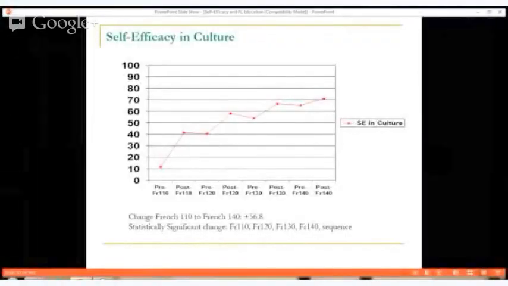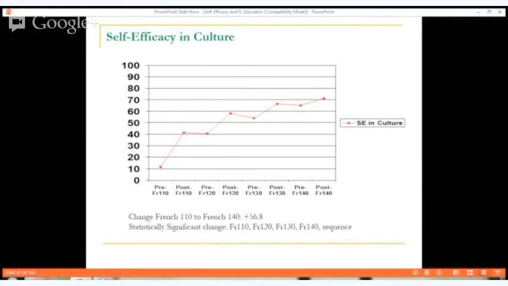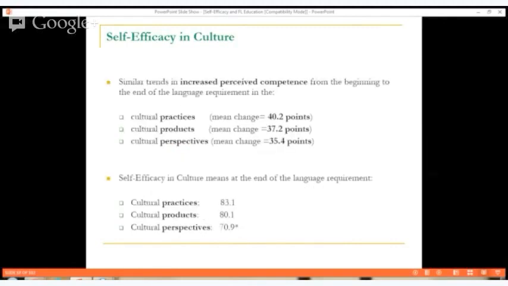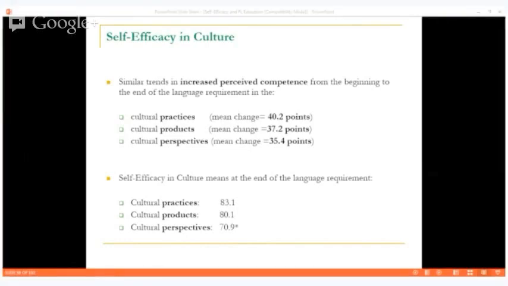Self-efficacy and culture. So we can again see the progression from the beginning to the end. There were statistically significant changes from the beginning to the end of each course, as well as within the sequence. And what we were also able to do is break it down between practices, products, and perspectives. And so what I could see is that there was a mean change of 40 points in cultural practices from the beginning to the end. Cultural perspectives, the mean change was 35 points.